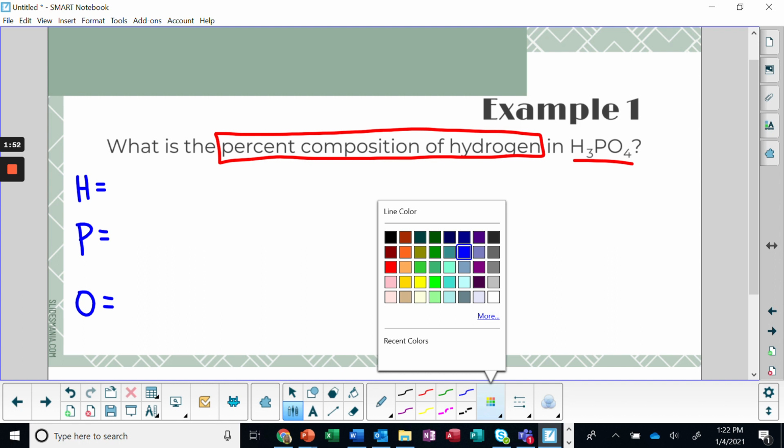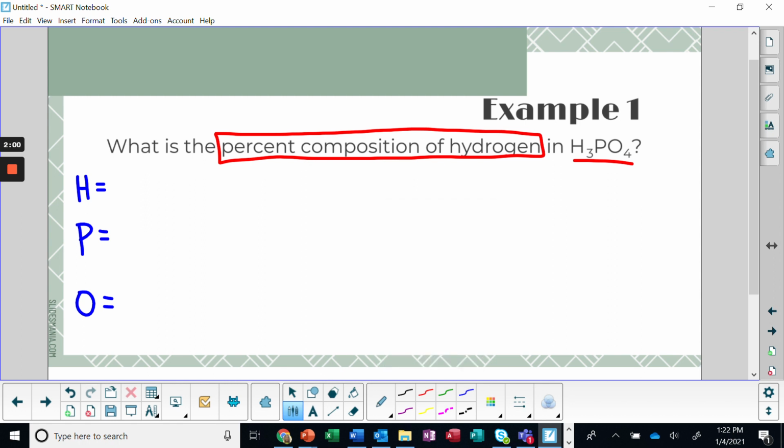Next, I'm going to write down how many I have of each one of these elements. So hydrogen, we have 3 hydrogens. The phosphorus, there's only 1 of them. And the oxygen, we have 4 of those. Then we're going to go ahead and we're going to multiply by the mass of each one of these elements.